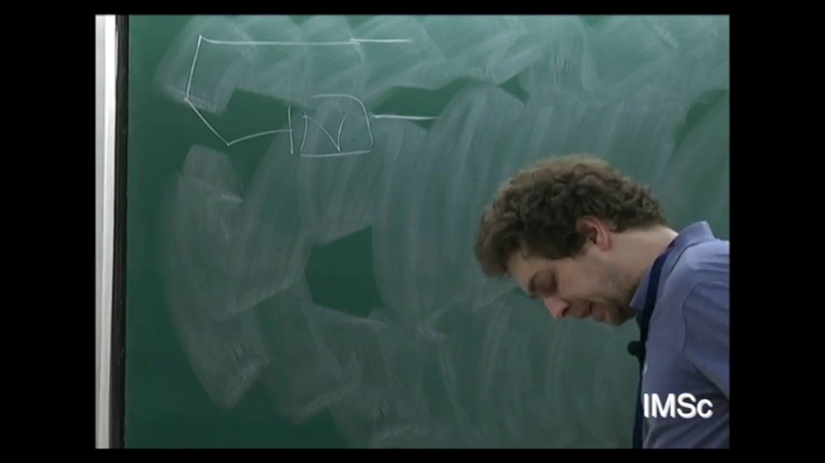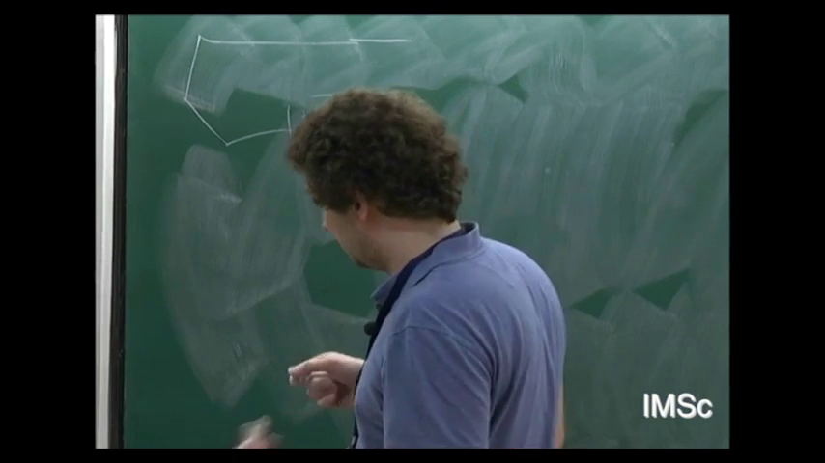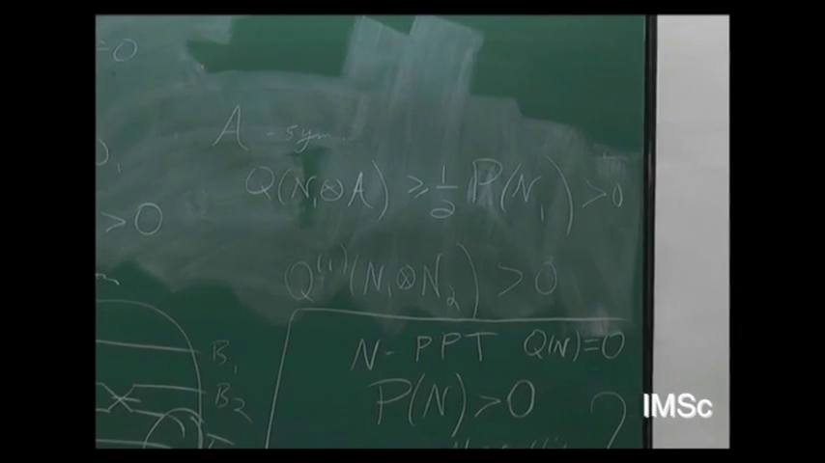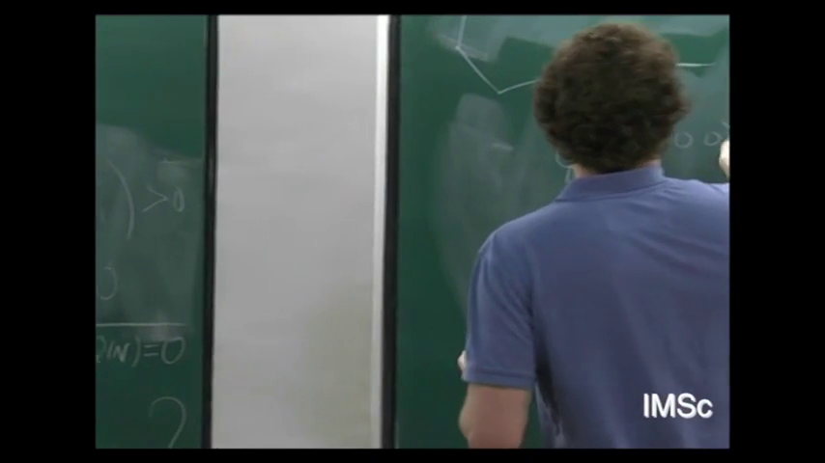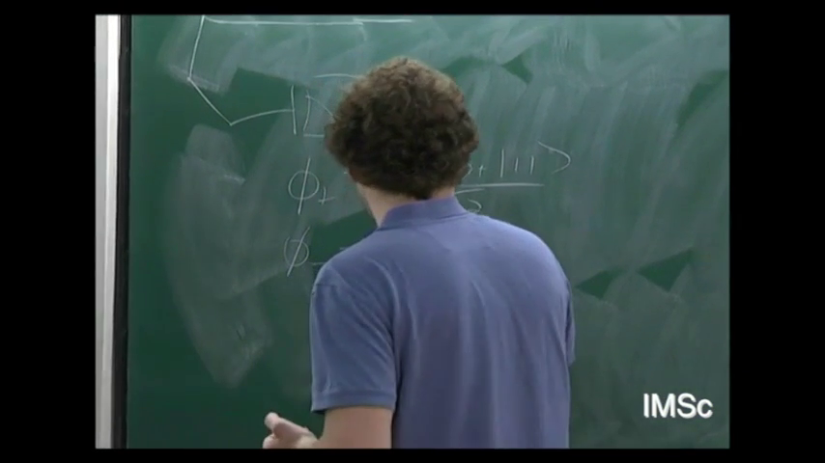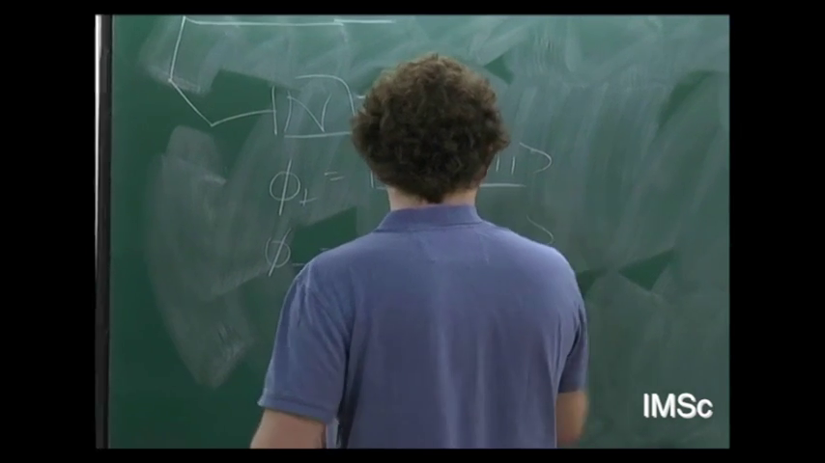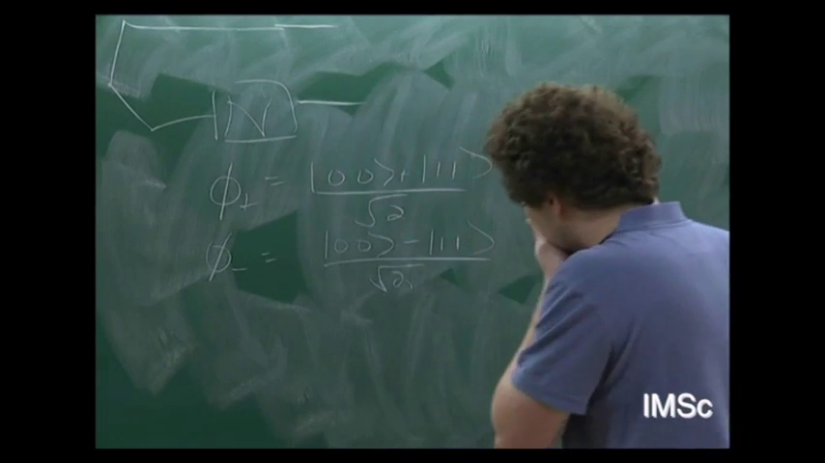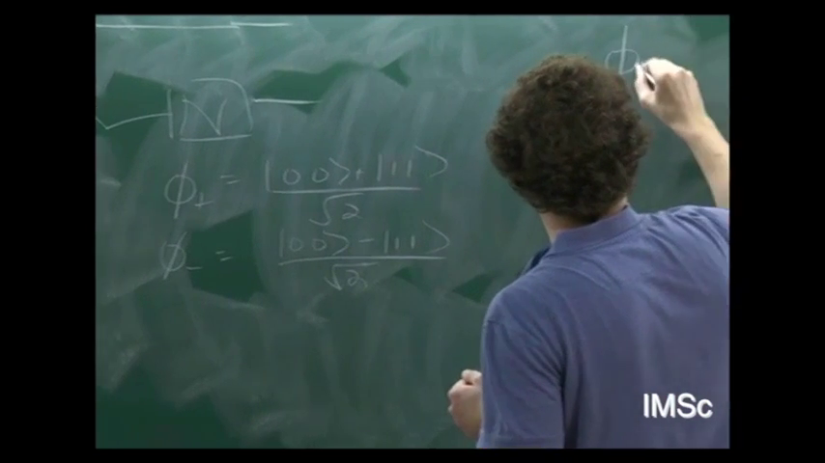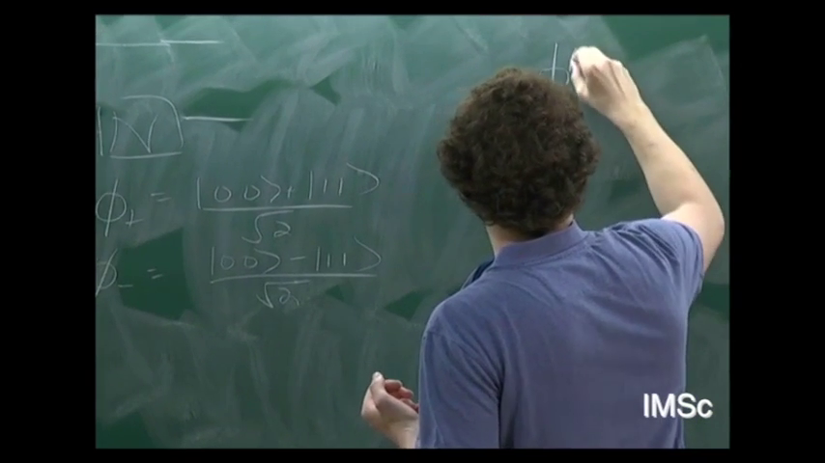So let me give you examples of states that separate distillable entanglement and distillable key, because those are the essence of finding channels that have positive private capacity but zero quantum capacity. We let phi plus be |00> plus |11>, and phi minus be |00> minus |11>. And I'm going to take phi plus on A and B.